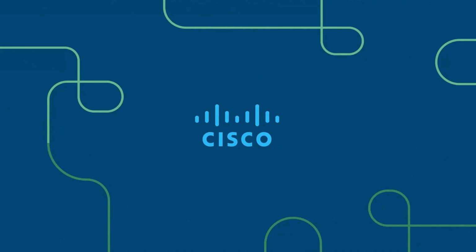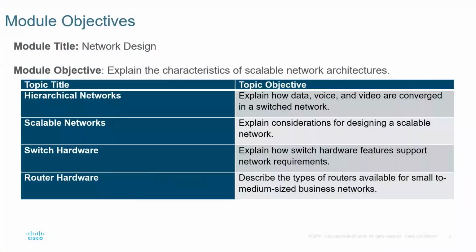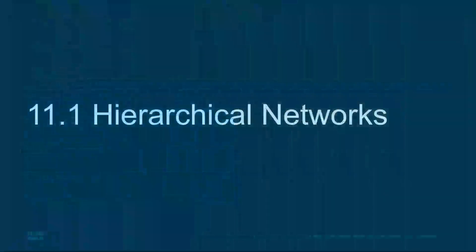This is the Cisco CCNA ENSA, also known as the Enterprise Networking Security and Automation course. This course focuses on the CCNA version 7 curriculum. This is course 3 of 3. Module 11 is all about network design. So we're going to be talking about the hierarchy structure, the scalable structure, and the hardware, both of the router and of the switch. So let's go ahead and jump right on in.